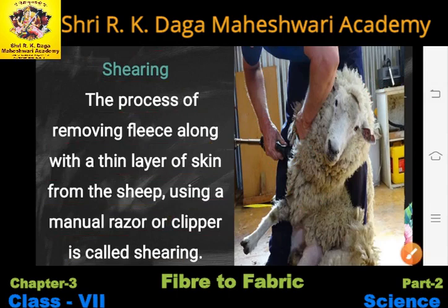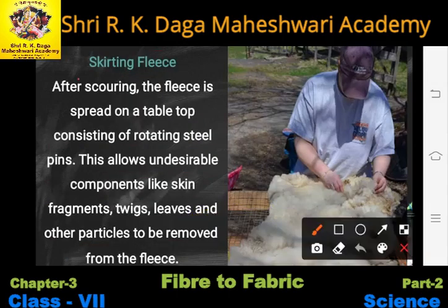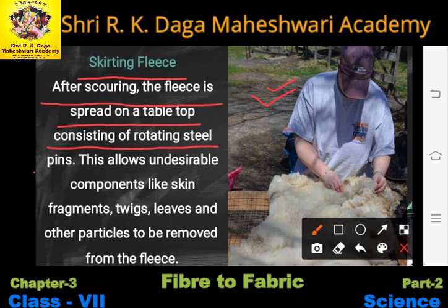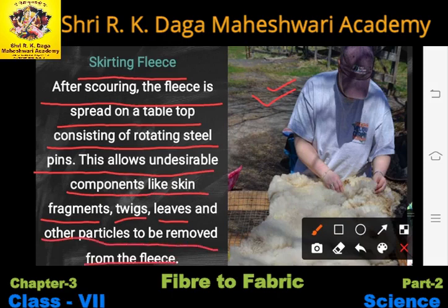Okay, now the next is skirting fleece. What do we mean by this process, the skirting fleece? In this process, as you can see in the picture also, students, read along with me. After scoring, the fleece is spread on the tabletop consisting of rotating steel pins. This allows undesirable components like skin fragments, twigs, leaves, and other particles to be removed from the fleece. Okay, students, the second process is that of skirting fleece.